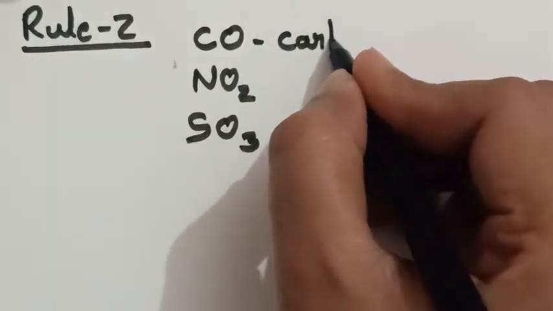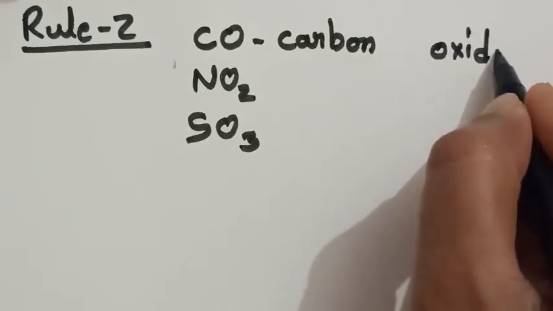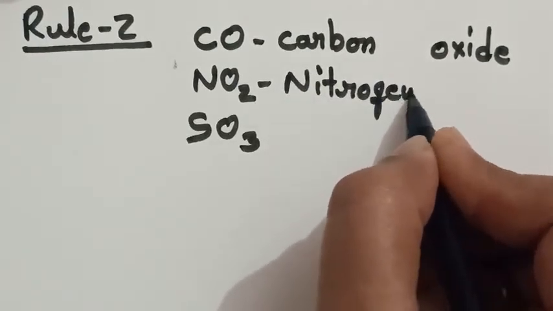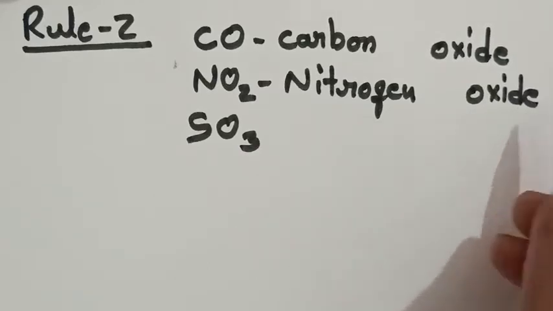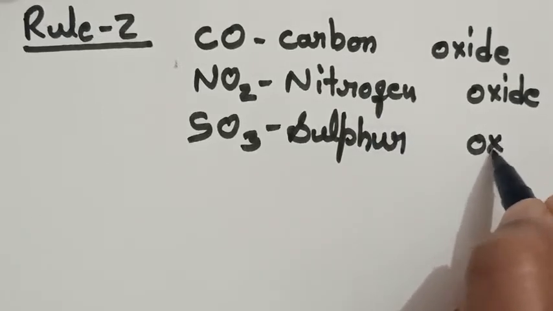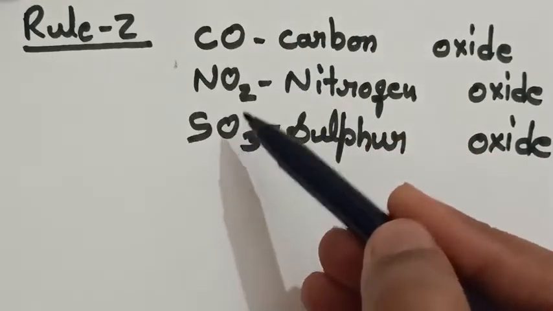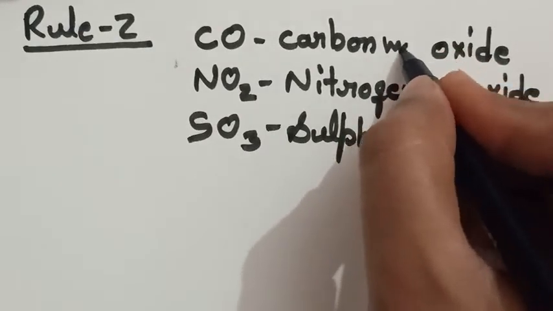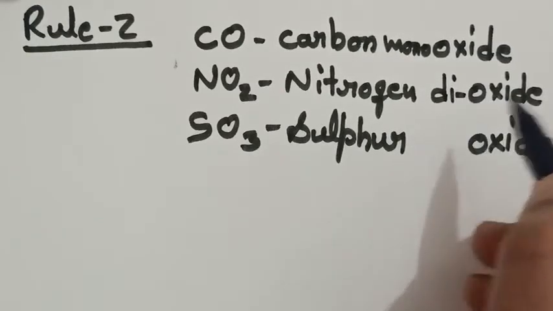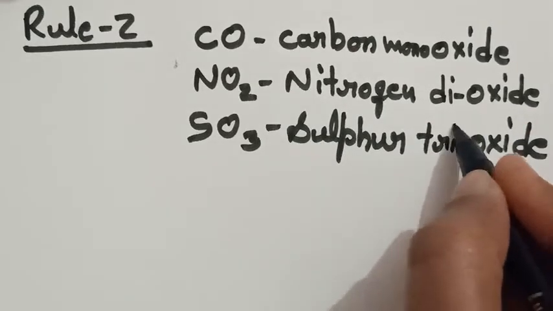According to the first rule, name carbon oxide, then nitrogen oxide, then sulfur oxide. But one more addition is here, we have to tell the number of the second unit. Here there is only one oxygen, that is why we have to write mono. Here two oxygens are there, that is why we use dioxide. Here the number of oxygens is 3, and that is why we add trioxide.